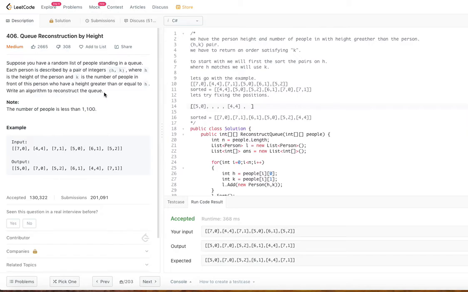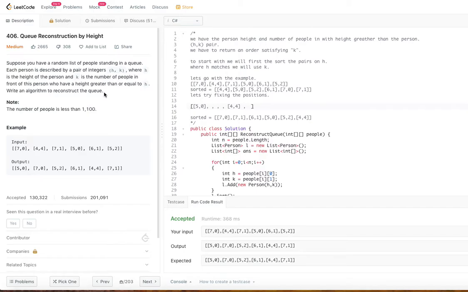So basically we are given a pair, right? The pair will have two elements in it, h and k. So h is the height of the person, basically the current person, and k is the number of people who are of greater height than this person, or equal. Basically it can be greater or equal. So that many people are there in front of him in the queue. So k denotes that.